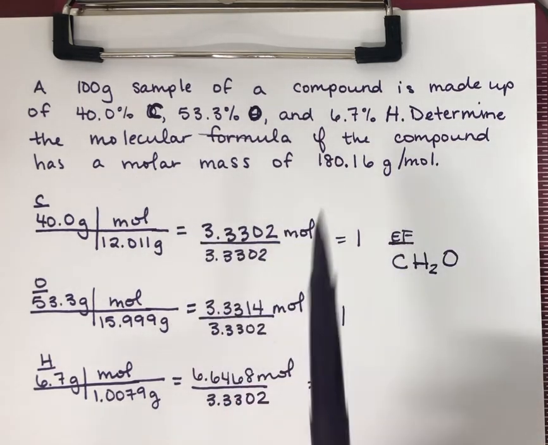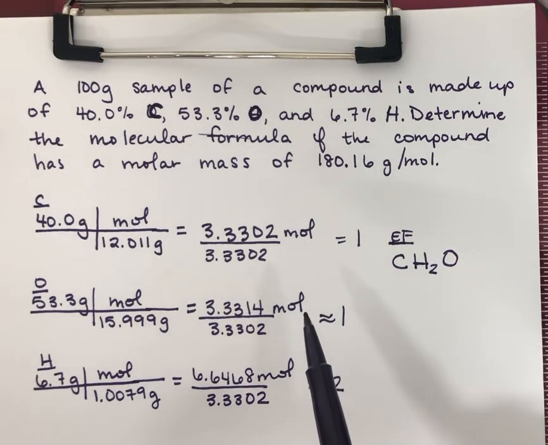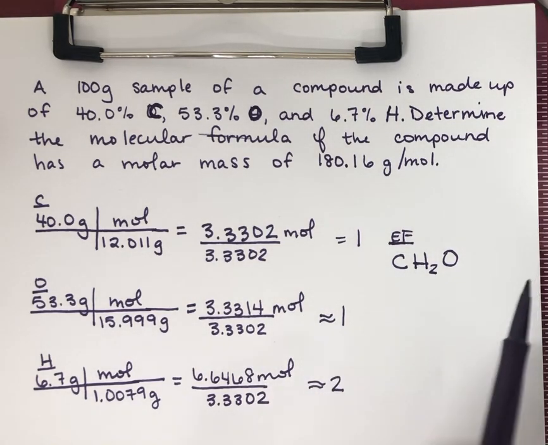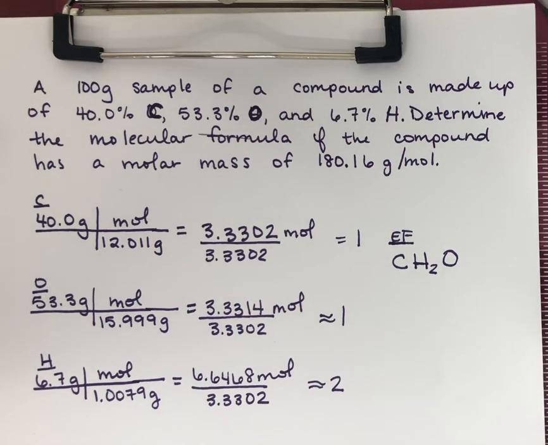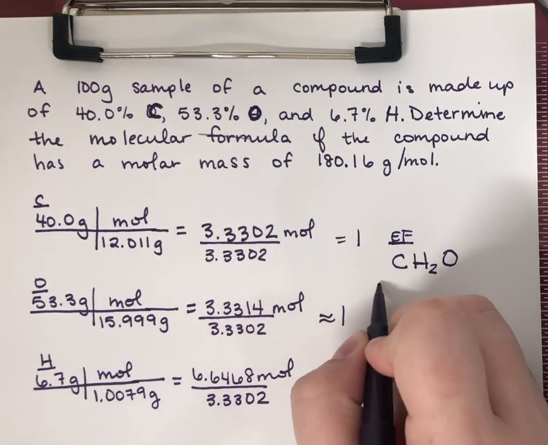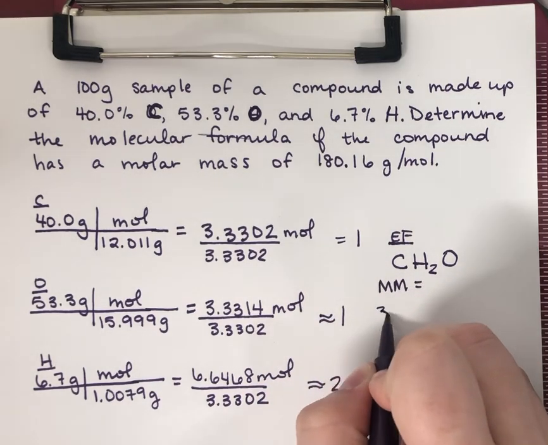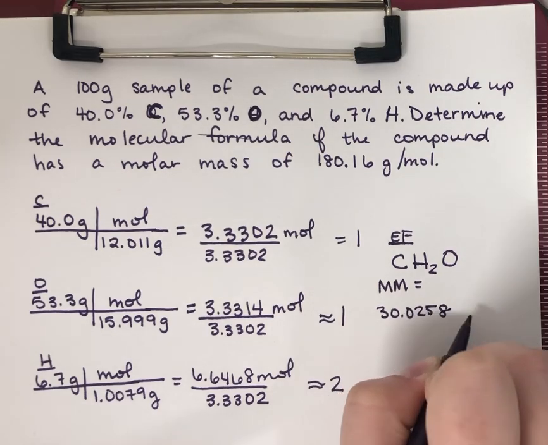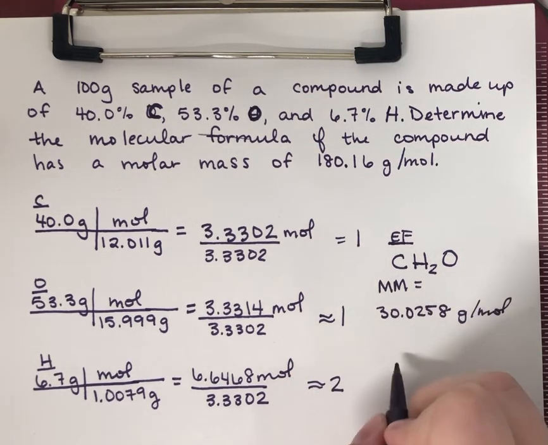But this problem asks for the molecular formula. So when I'm looking for this, I'm going to divide the molar masses. If I look for the molar mass, it's going to be the mass of C, 12.011, plus the mass of H, but I'm going to do it twice because there are 2 of them, plus the mass of oxygen. So my molar mass here is going to be 30.0258 grams per mole.